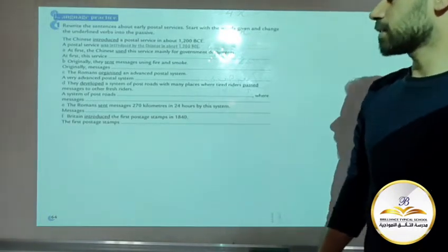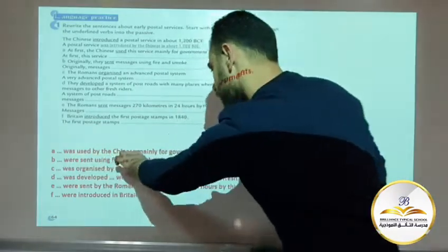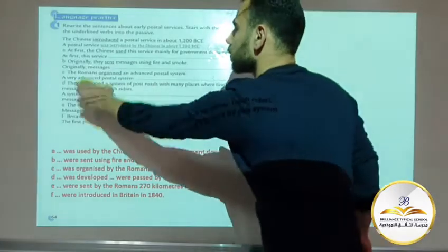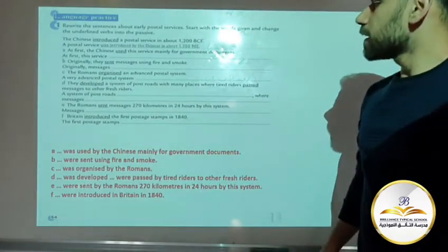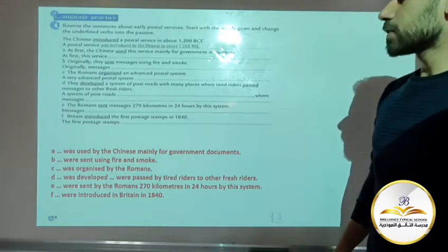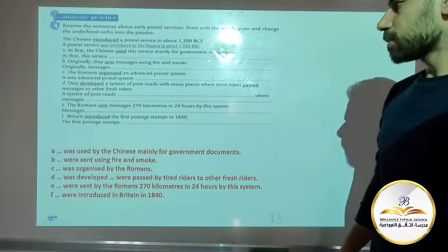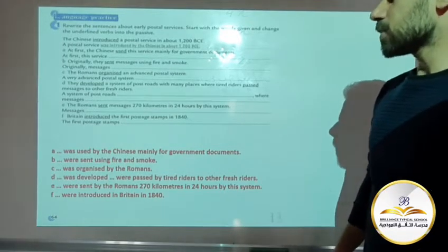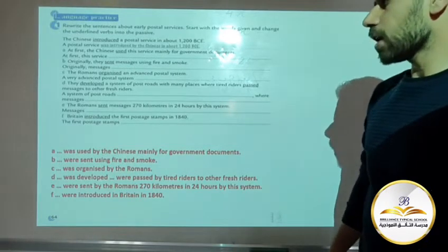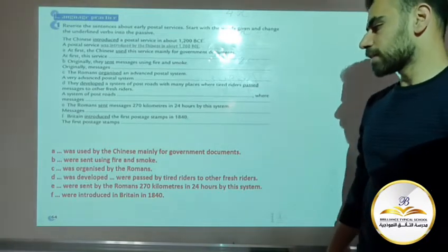Let's take a look at the answers. The first one: was used by the Chinese mainly for government documents. And the next one: originally, they sent messages using fire and smoke. We are going to say, originally, messages were sent using fire and smoke. The Romans organized a very advanced postal system. A very advanced postal system was organized by the Romans.